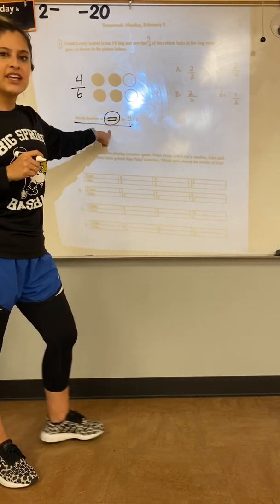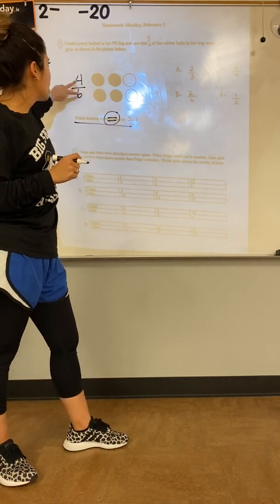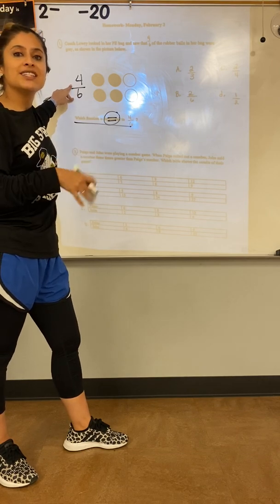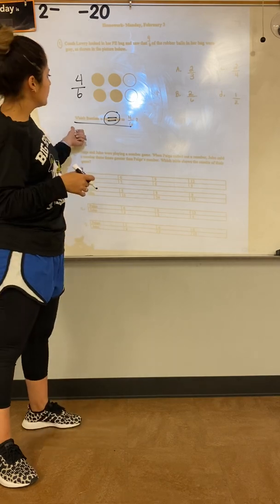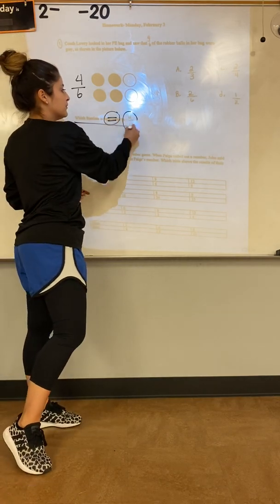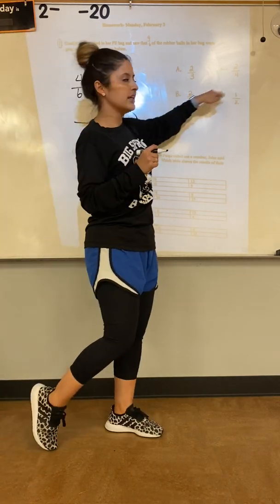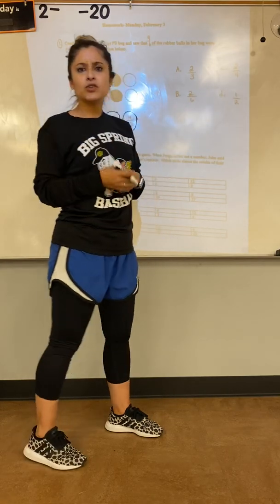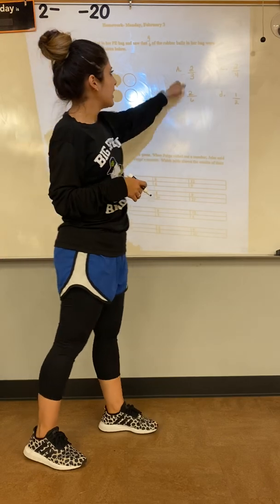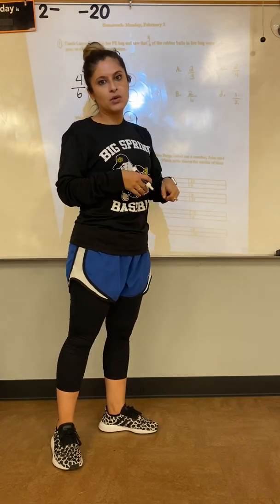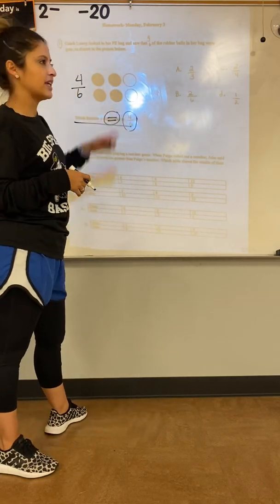We know equivalent. My fractions may look different, but they represent the same value. They cover the same amount of space. So we're looking for a fraction that's equivalent to 4/6 of these answer choices. Now, these answer choices may have the same denominator, maybe they don't. Let's take a look at A. We have 2/3, and we want to know if it's equivalent to 4/6.